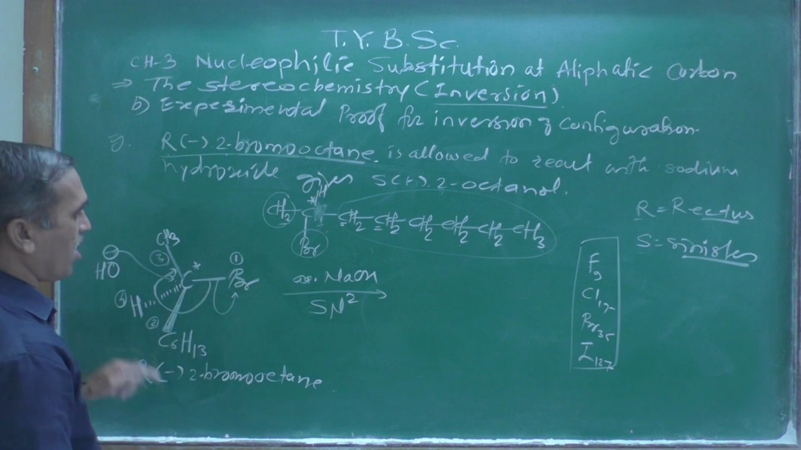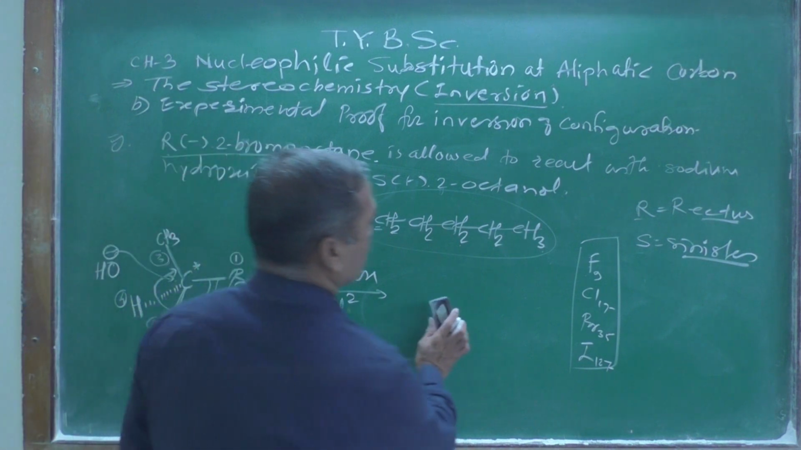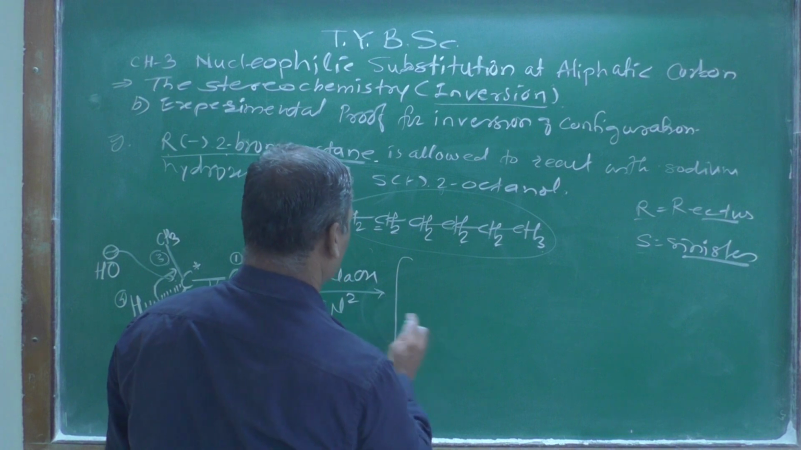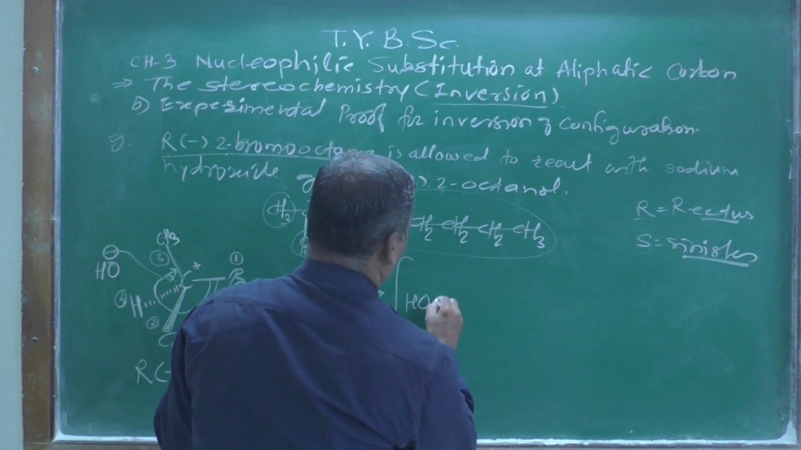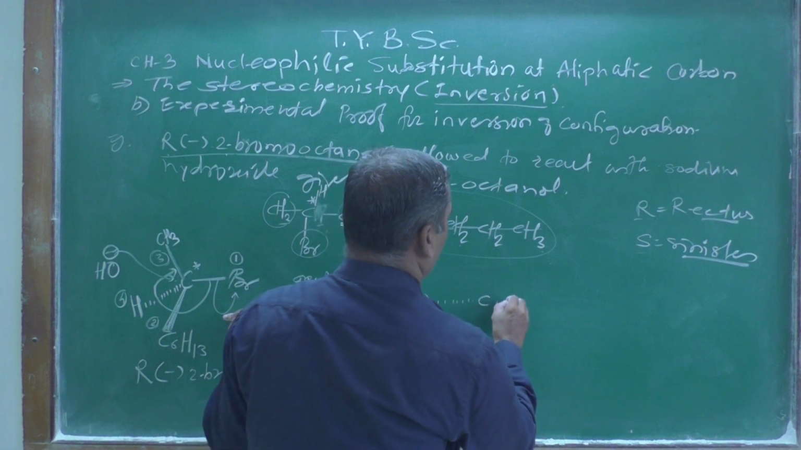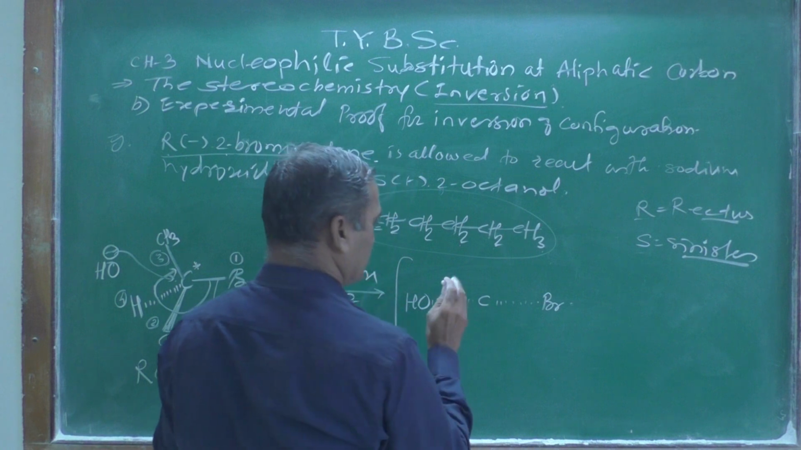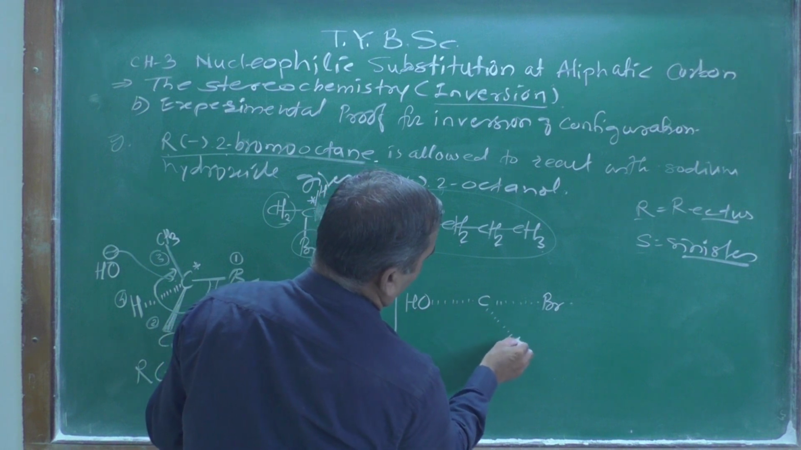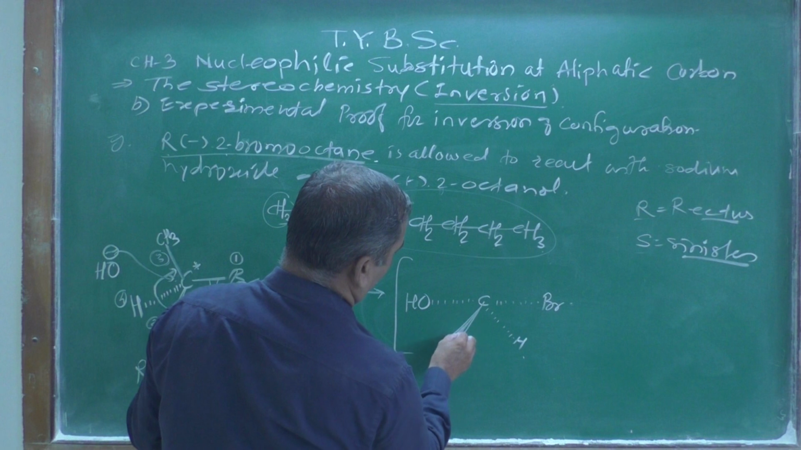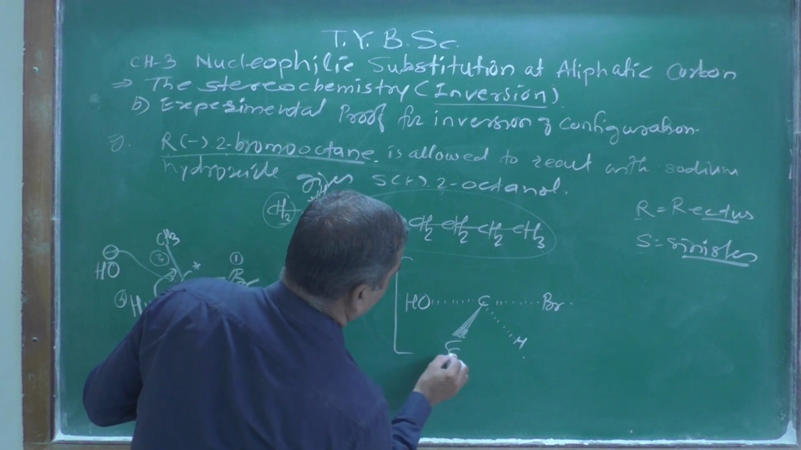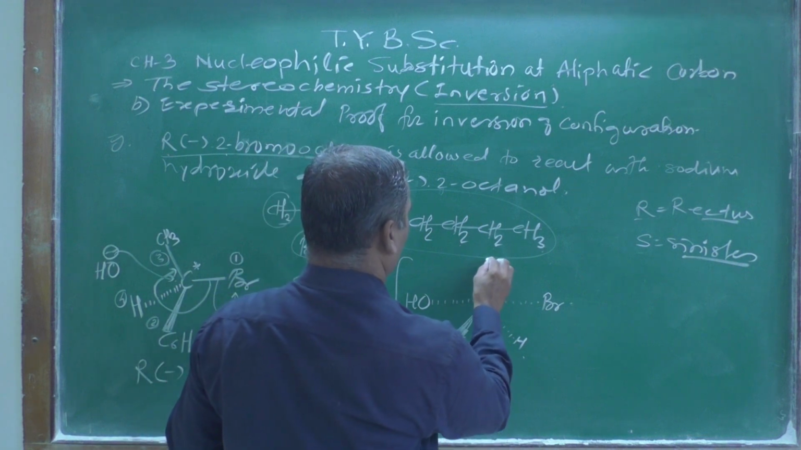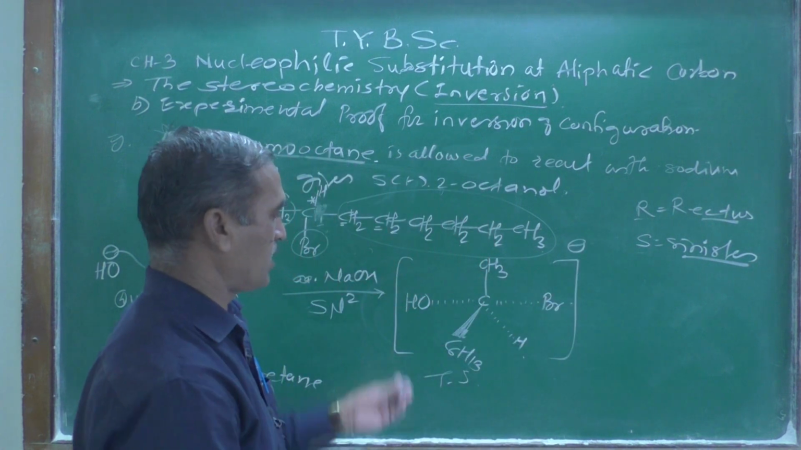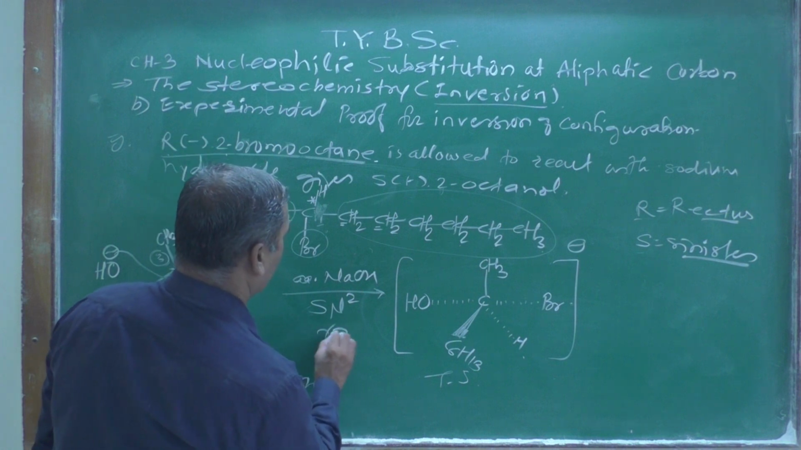and there is a departure of the leaving group, and we are getting the transition state formed over here like this. This is HO, then this bond is going to form, whereas the bond between carbon and bromine is going to break, and this is the hydrogen atom, and this is the hexyl group, C6H13, and one methyl group which is over here, and this is called the transition state.